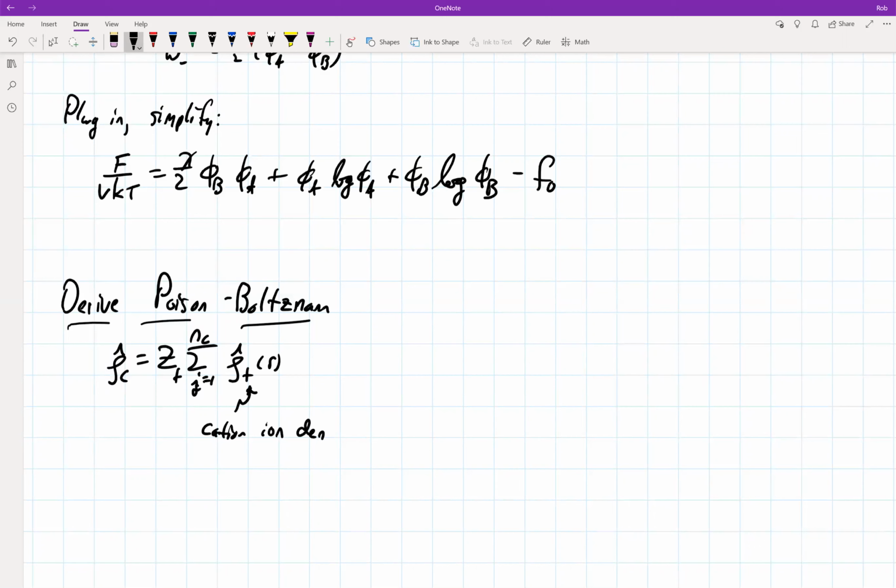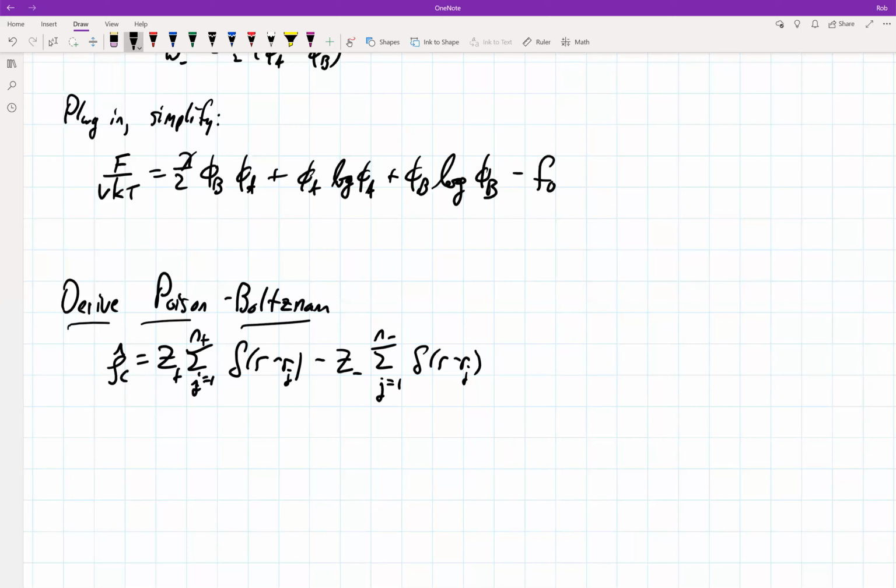And actually, wait. Sorry, this shouldn't be written that way. My notes are actually wrong. This should just be delta r minus r_j. Apologies. Then minus, right? So Z minus is going to be the valency of the anions, sum from j equals 1 to N. Delta r minus r_j. Okay, sorry, I kept looking at the wrong spot in my notes a couple of times.